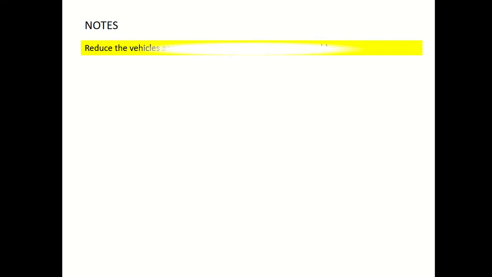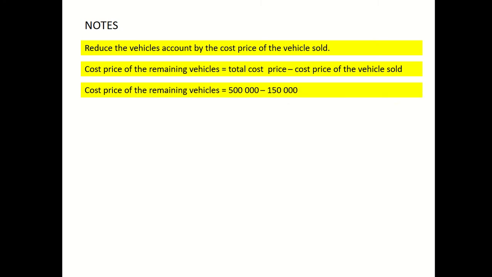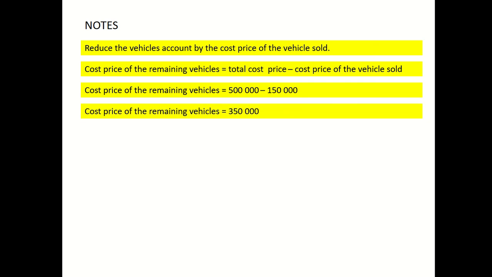Note: reduce the vehicle's account by the cost price of the vehicle sold. The cost price of the remaining vehicles will be the total cost price minus the cost price of the vehicle sold. The total cost price was 500,000 rand. When you minus 150,000 rand, you'll have the cost price of the remaining vehicles, which is 350,000 rand.